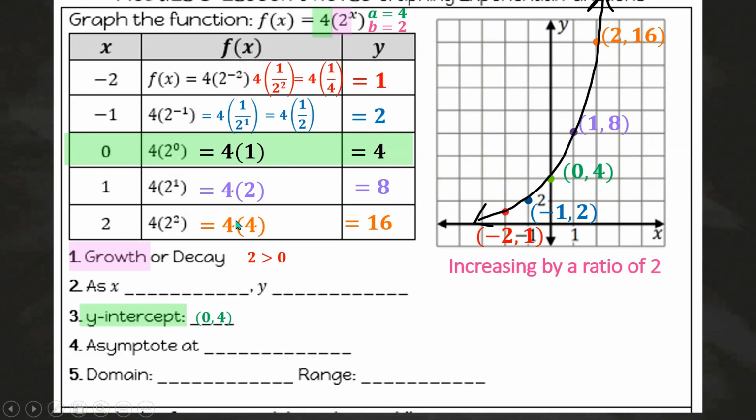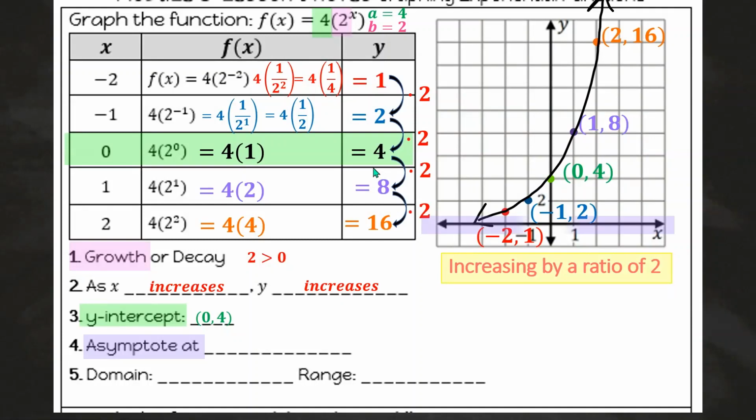So if you look here, either at the table or at the graph, as my x values are increasing, okay, what is happening with my y values? So notice my y values here are increasing by a ratio of 2, or being multiplied by 2 each time. So as my x values increase, my y values are also increasing, which confirms my growth assumption. And my asymptote here is still my x-axis. So my y is equal to 0.